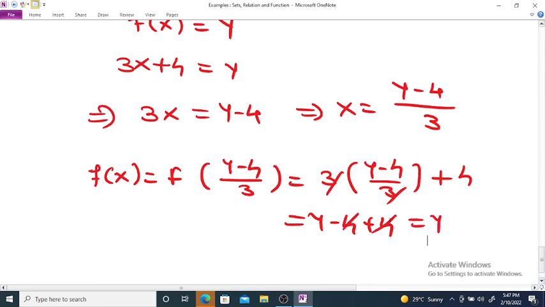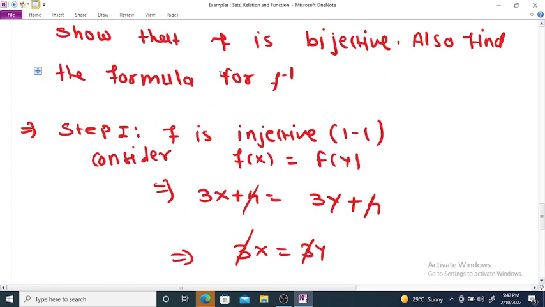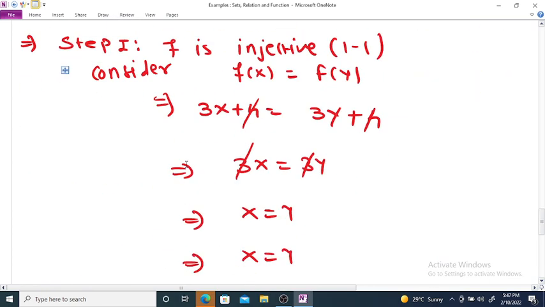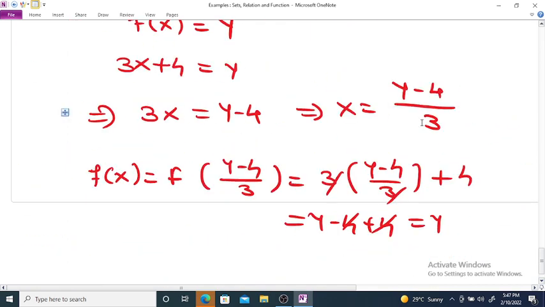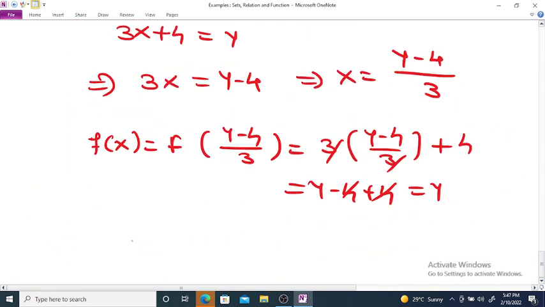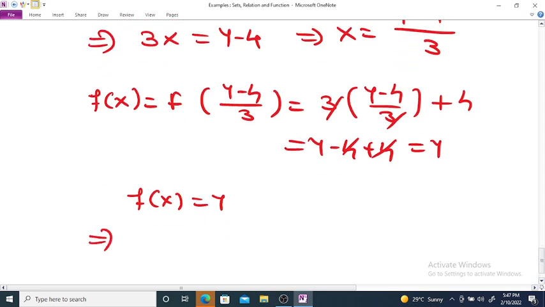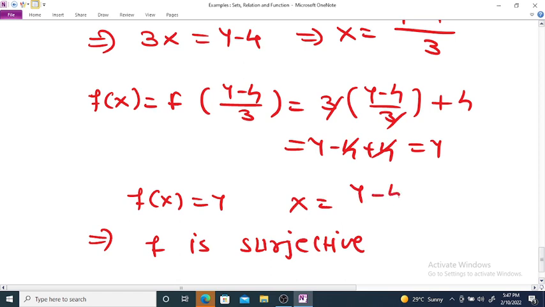So if we take any y from the codomain, there exists x. What is x here? x is equal to (y minus 4) by 3, such that f of x is equal to y, and therefore f is onto. f is surjective. And what is your x? x is equal to (y minus 4) divided by 3.